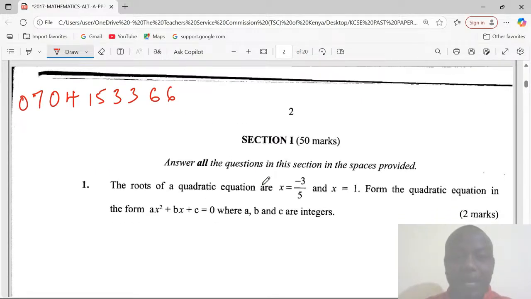A very interesting number one question here in section 1. Remember, in section 1, the 50 marks are always compulsory. So this is what I want you to know. The questions are compulsory and you should attend to all of them. So as I wait for people to continue joining, we shall get started. Let's go to number 1.